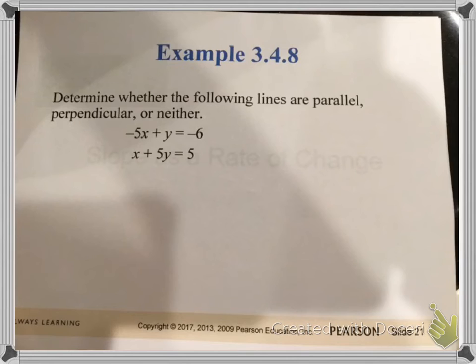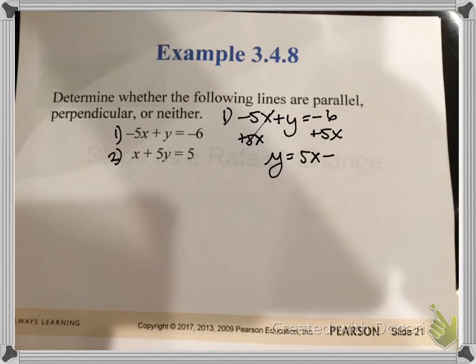Determine whether the following lines are parallel, perpendicular, or neither. Okay, so this is line number 1 and this is line number 2. Place them both into y equals mx plus b. So I'm going to work on number 1 first. Negative 5x plus y equals negative 6. I'm going to add 5x to this side, add 5x to the other side, and I get y equals 5x minus 6. M equals 5.